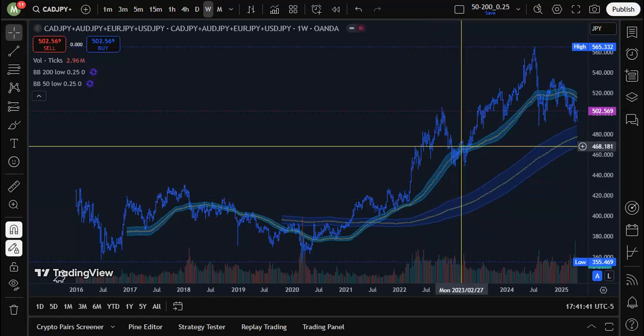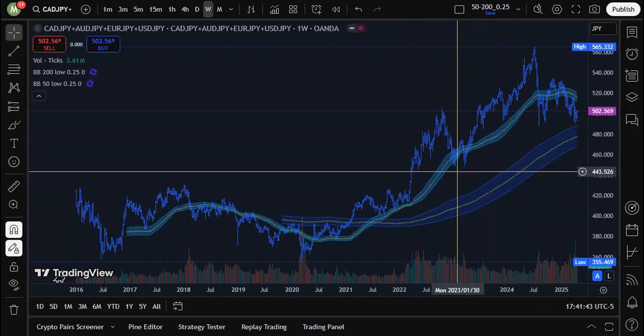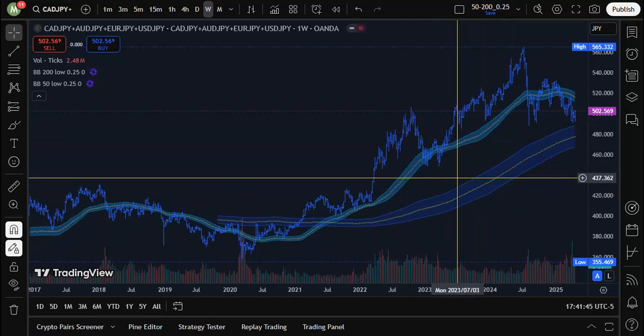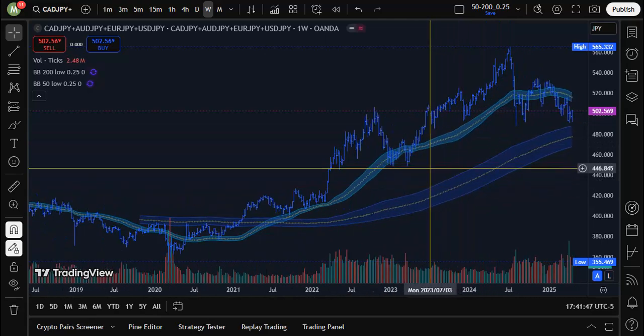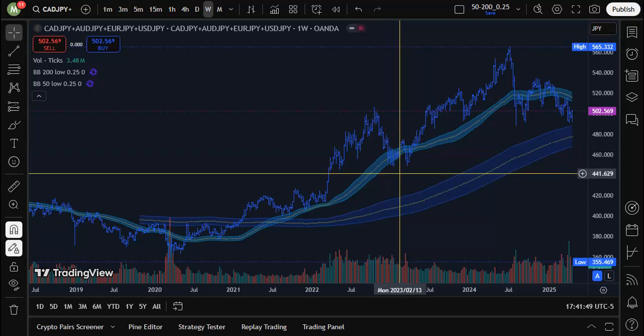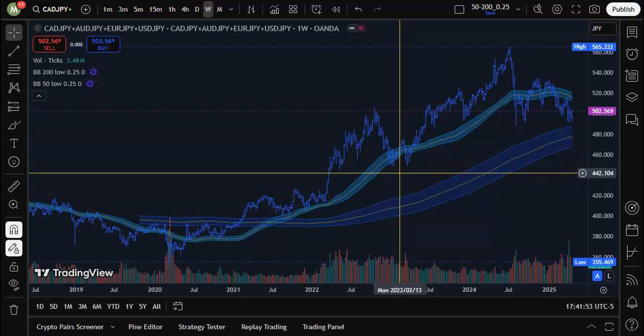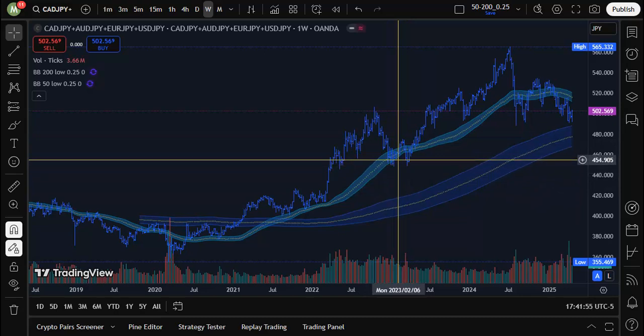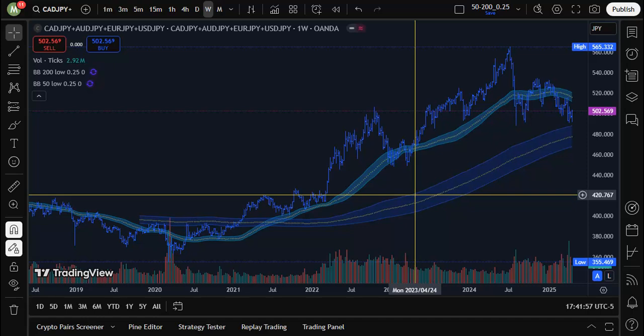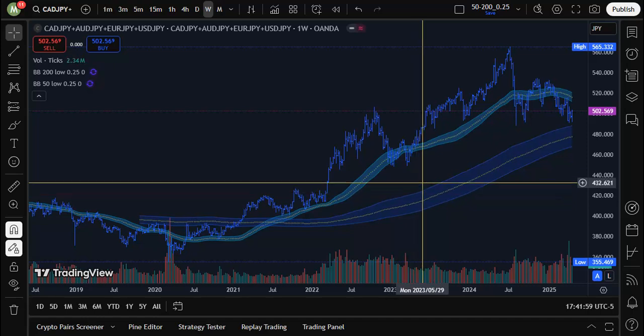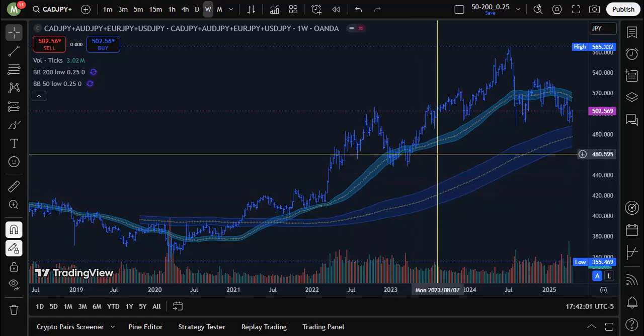Okay, and sometimes it goes through the bands, but it doesn't stay that way for long. If it had gone through the band like this all the way down, which it can do, you never know, but chances are it would have stopped here and then got support here.